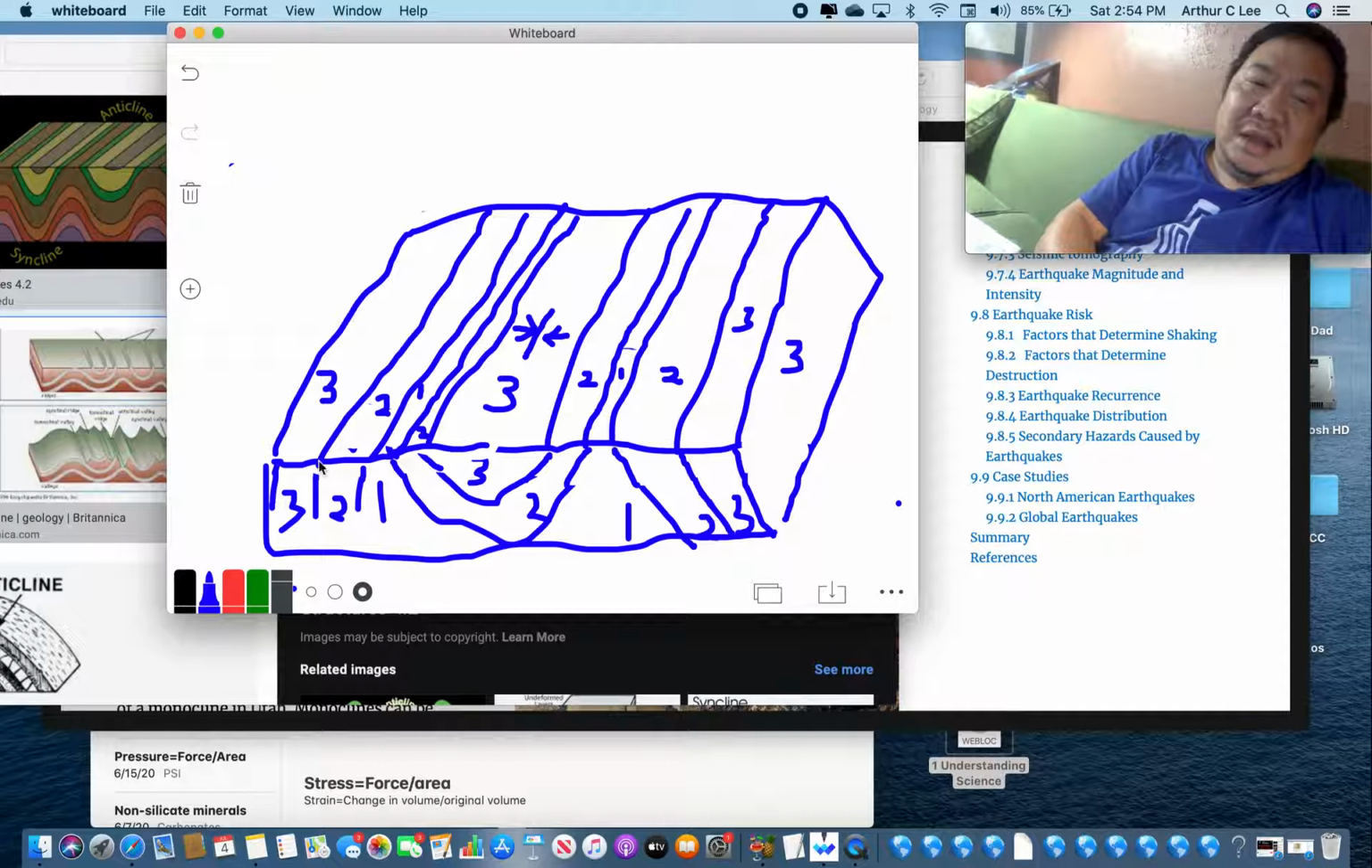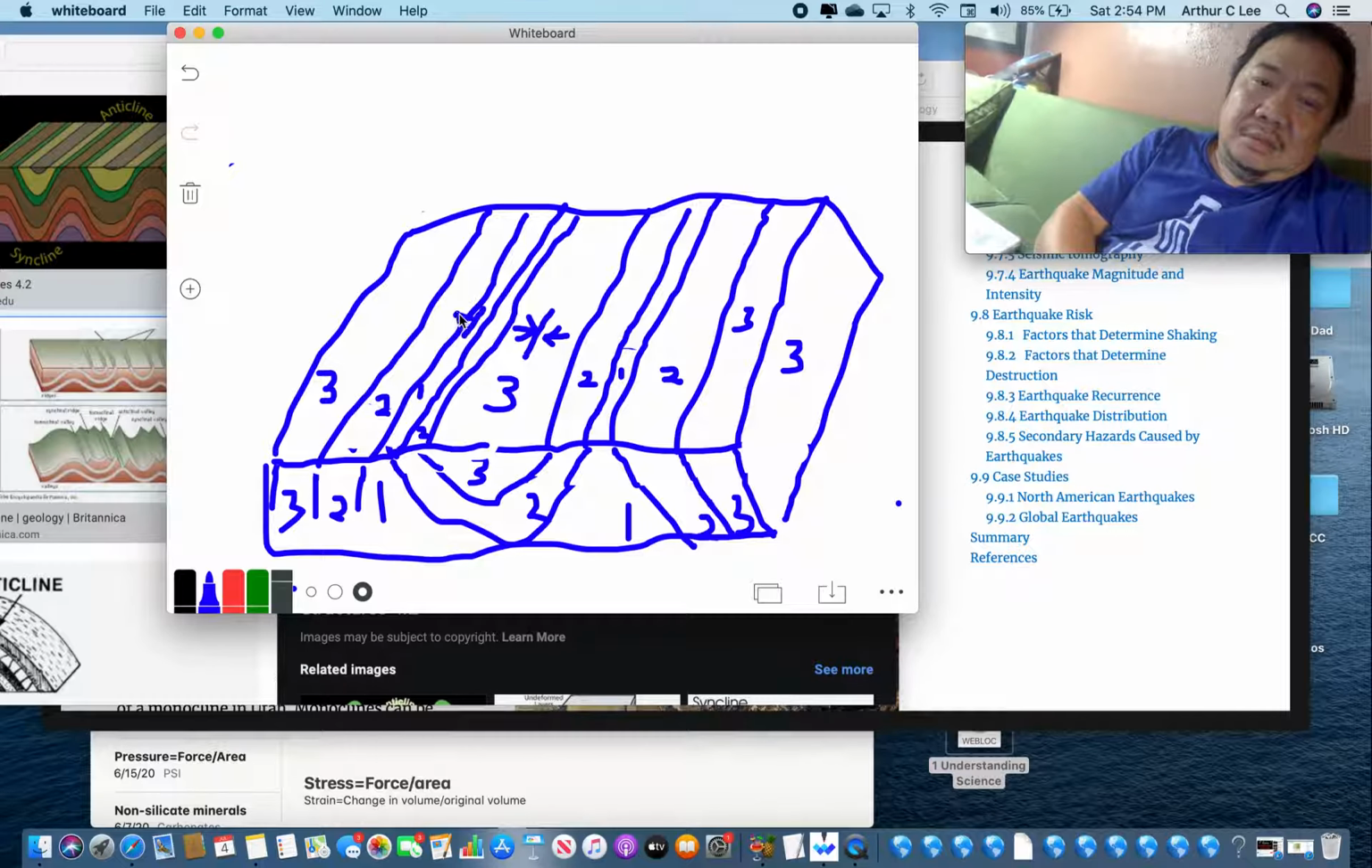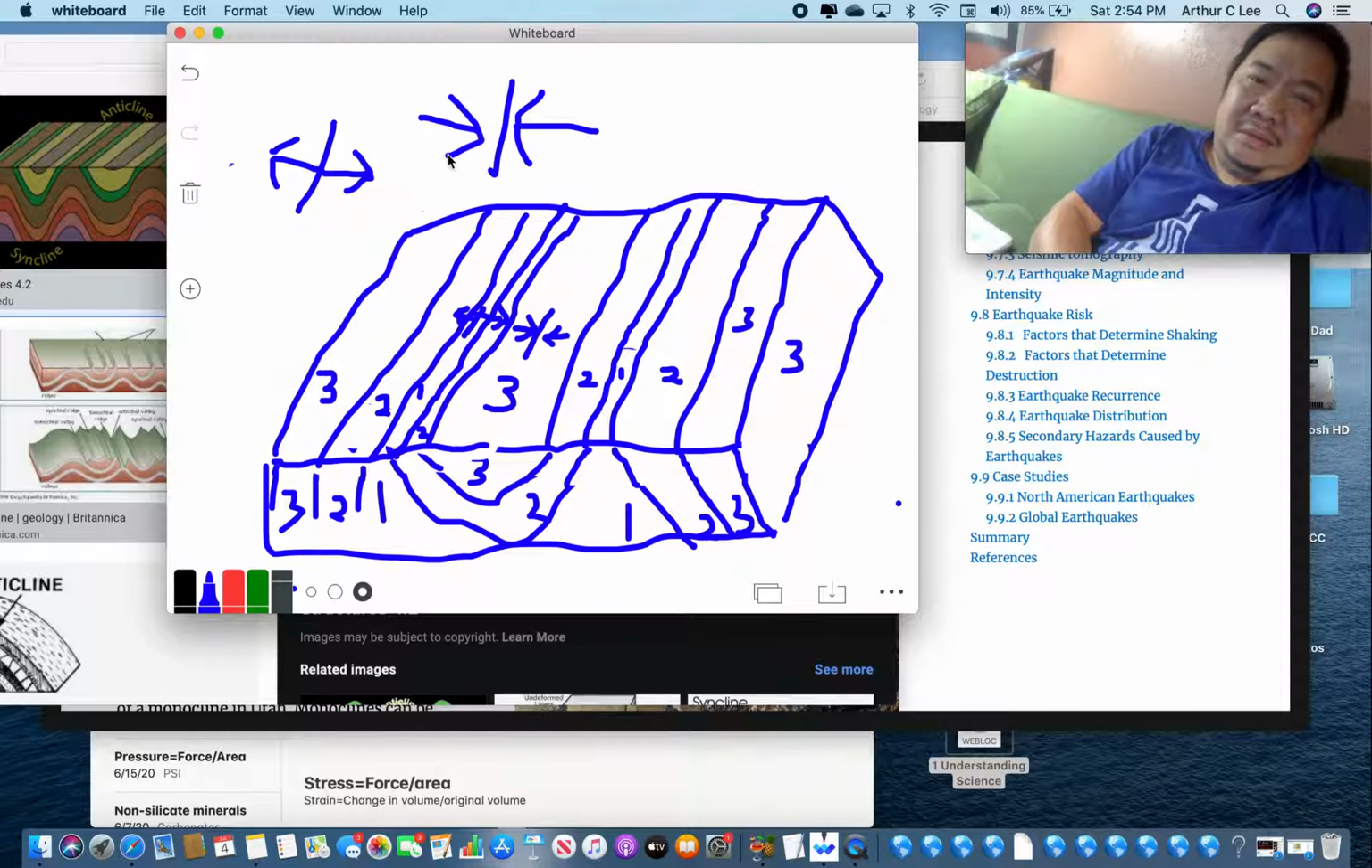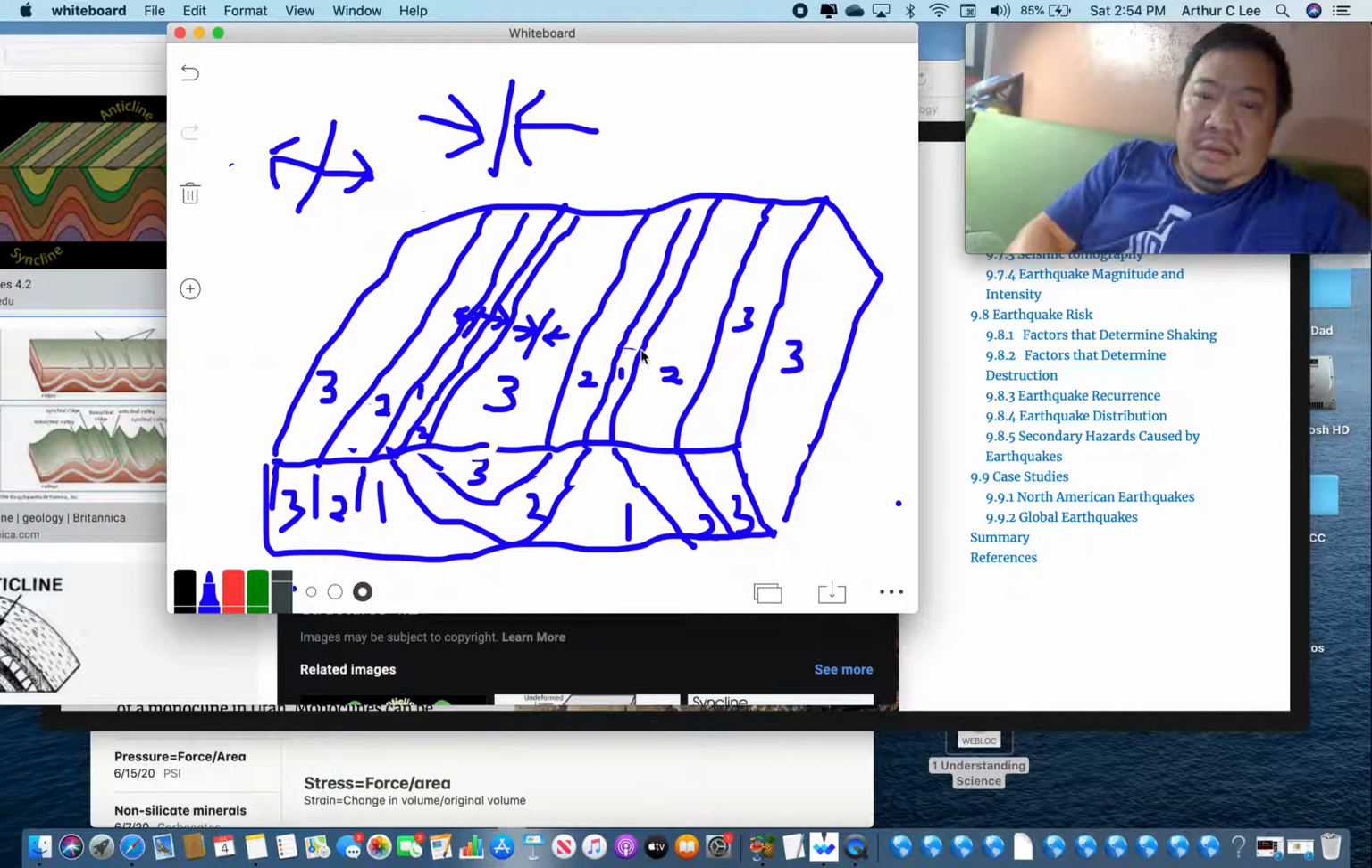The center of the anticlines, where were they? They were right here. And this symbol here represents an anticline. That means anticline. That means syncline. Okay? So, what about this? What is this? That wasn't the center of an anticline.